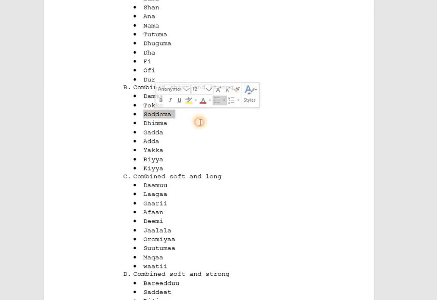Da is double. That means da is strong. When you say Sodoma, you have to make da double. If you don't have da double, Sodoma, there's no such word in Oromo. Sodoma is a word. It is the number 30.